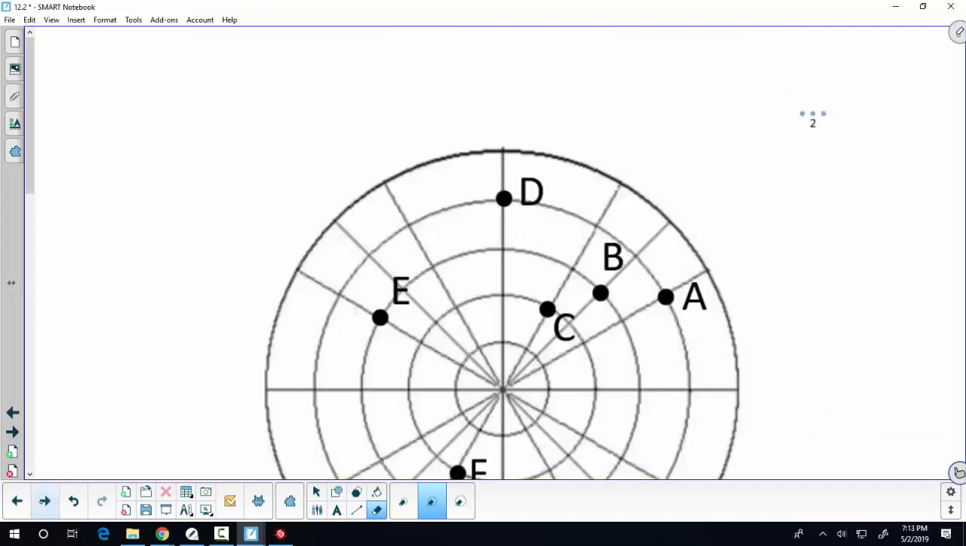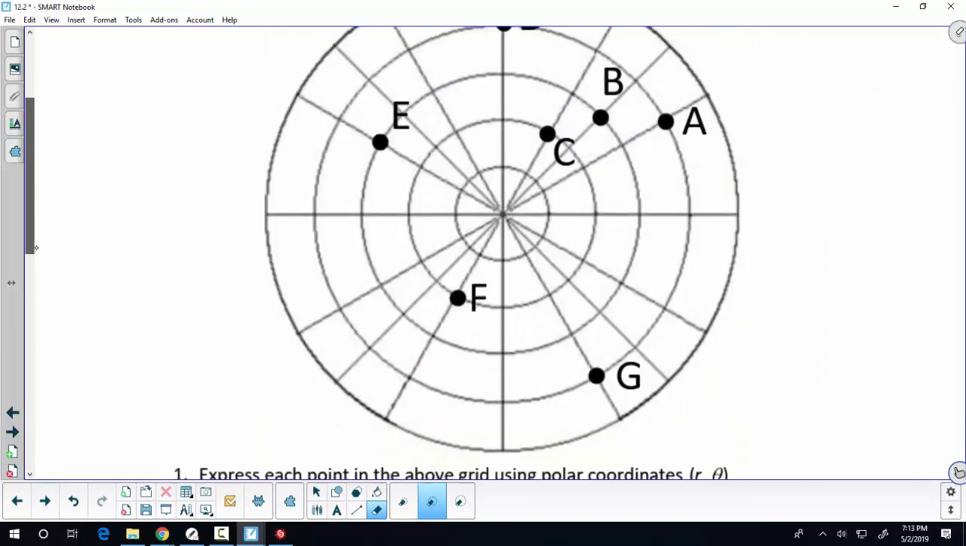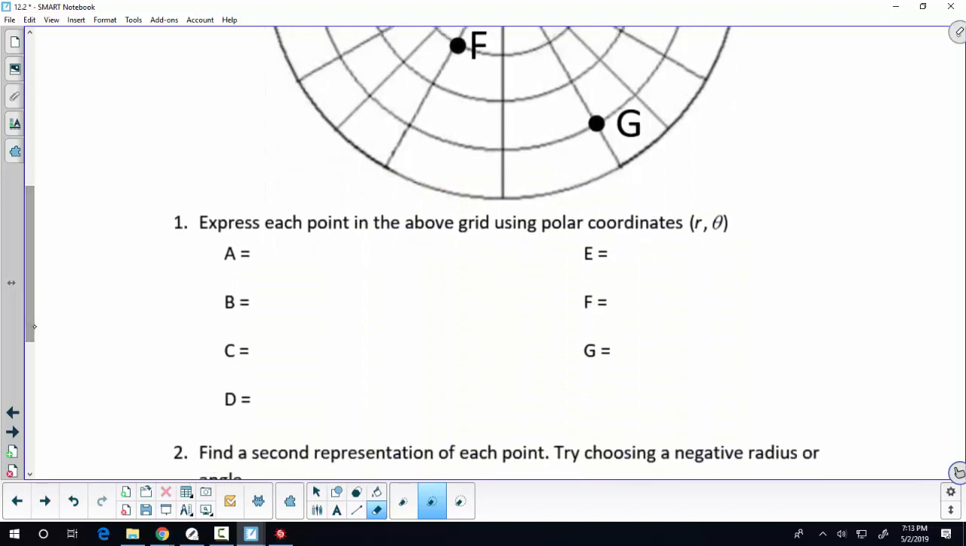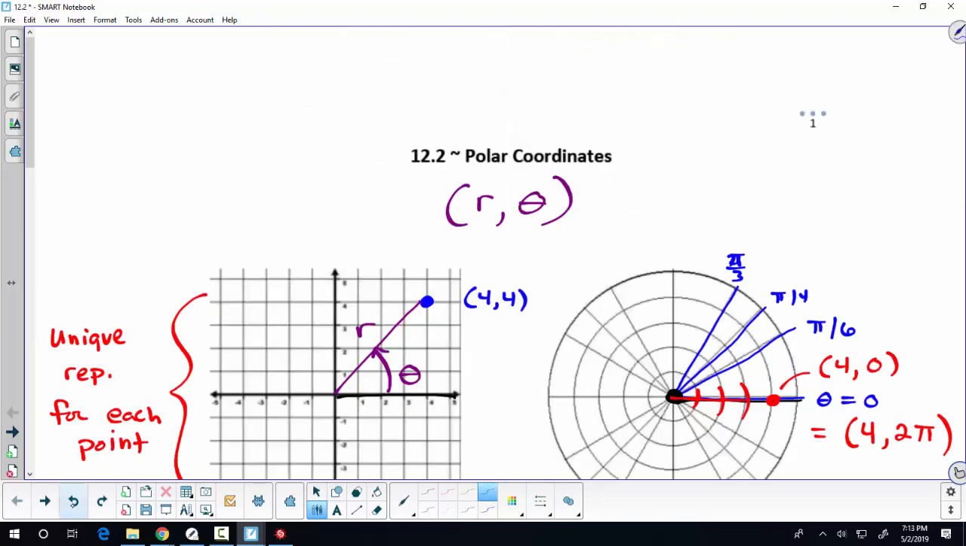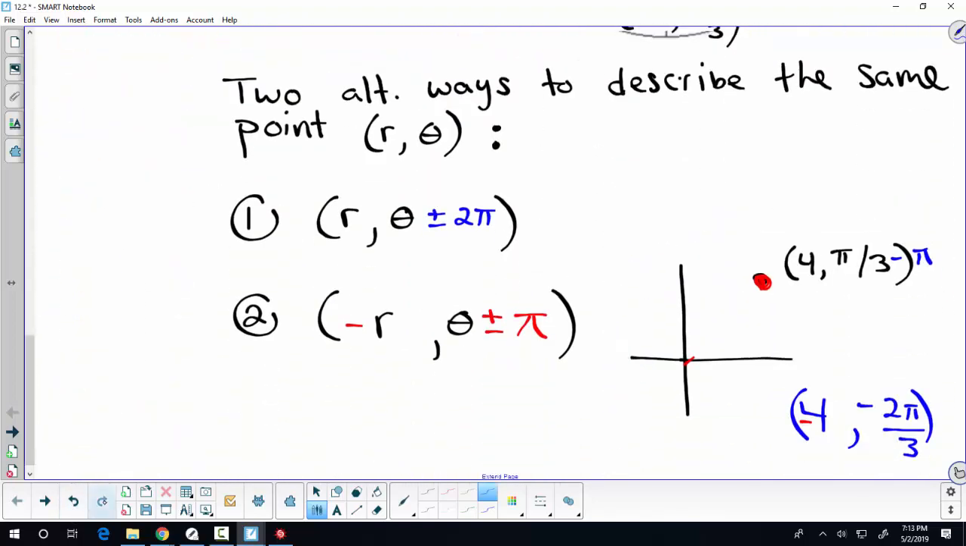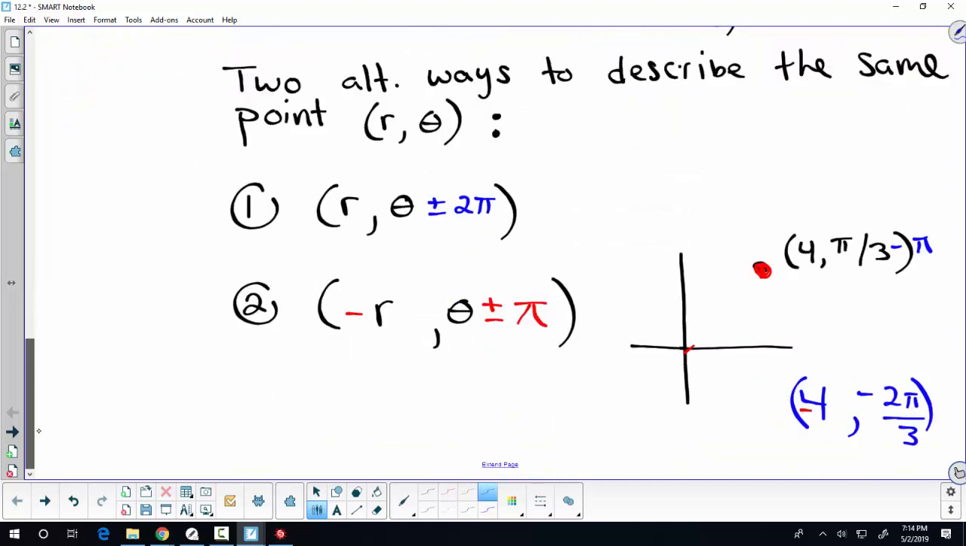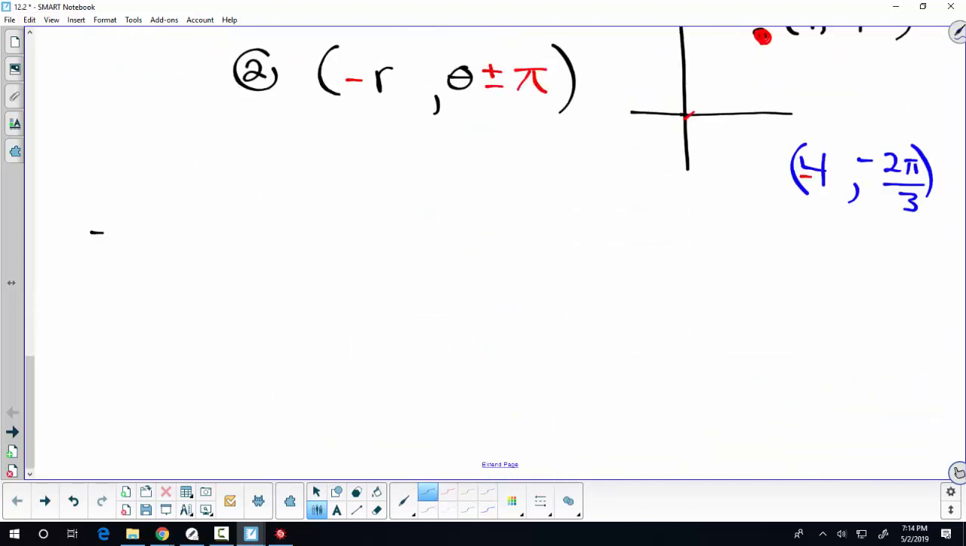We've got some examples here. I don't think we have time to look at all of them, but the first thing we want to do is express each point in the above in polar coordinates r, theta. And here, let me back up and just state that generally when r and theta are described, typically the r is chosen as positive and the theta is chosen between 0 and 2 pi. It's sort of just the standard notation for these polar coordinates.